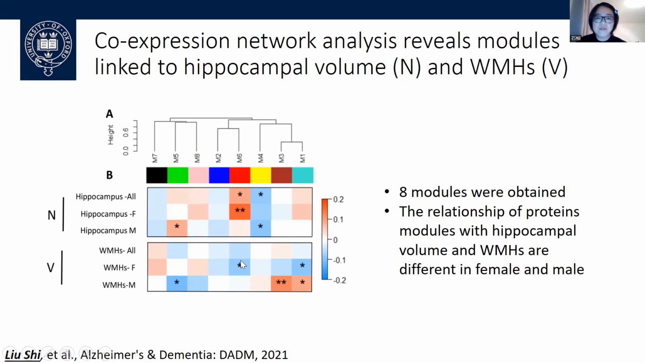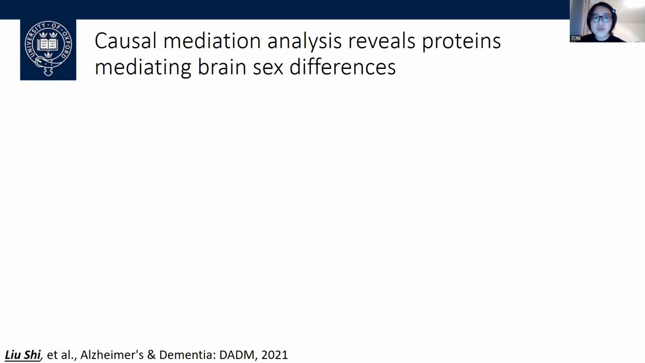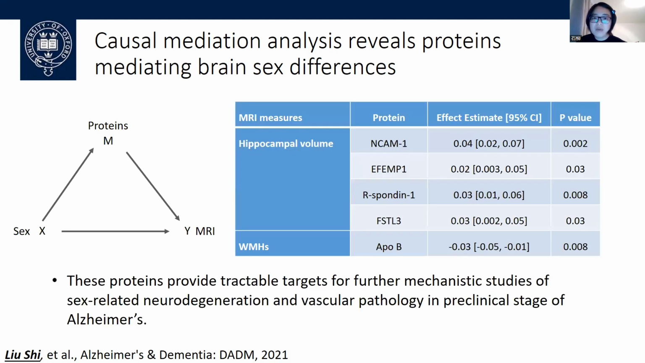So these findings are very interesting. We then wanted to know whether proteins have a causal mediation with such differences. We used causal mediation analysis, and we found that 4 proteins shown here mediated such differences in hippocampal volume, and 1 protein, apolipoprotein B, mediated such differences in white matter hyperintensities.